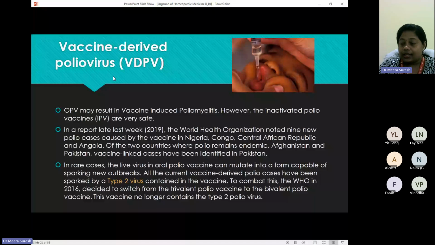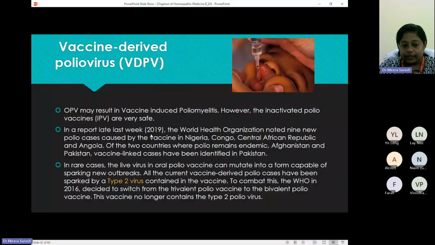So what they did is they stopped the use of the type 2 strain in OPV to make it safer, because it is that type 2 that is changing. That is the difference between wild polio and vaccine derived polio. So OPV can result in vaccine-induced poliomyelitis. However, the inactivated ones, IPV, are very safe.